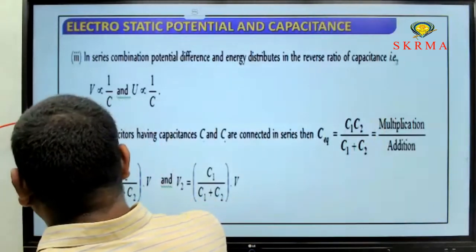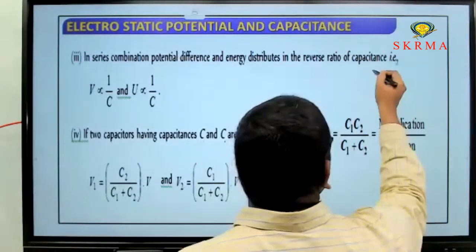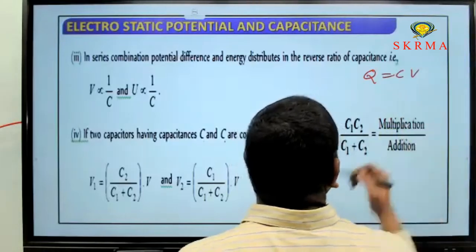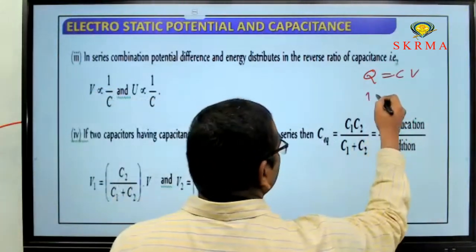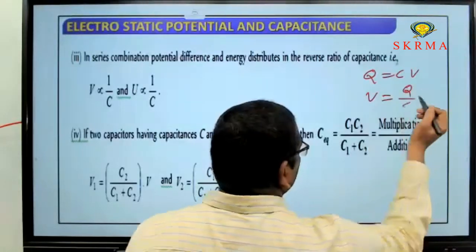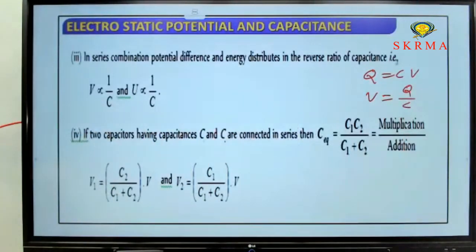What is the basic relation between potential and charge? Q equals C into V. From this, V equals Q by C. So we can conclude that potential is inversely proportional to C.